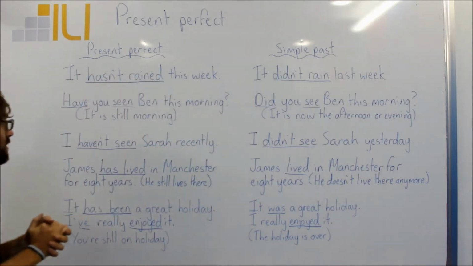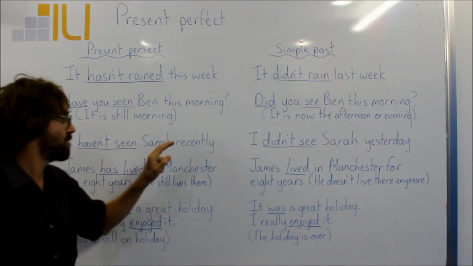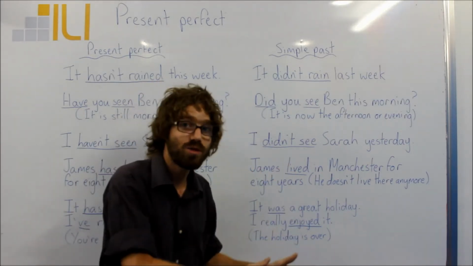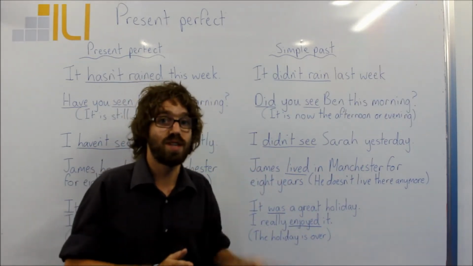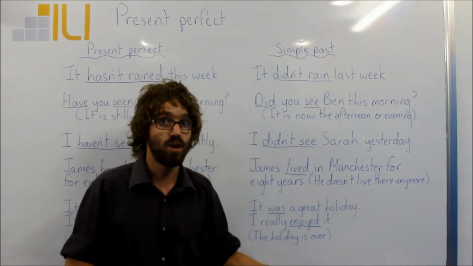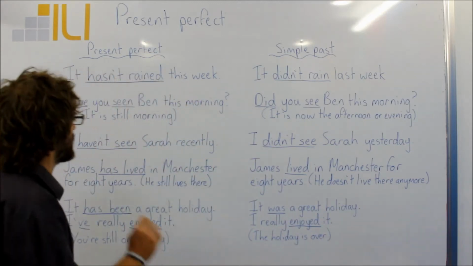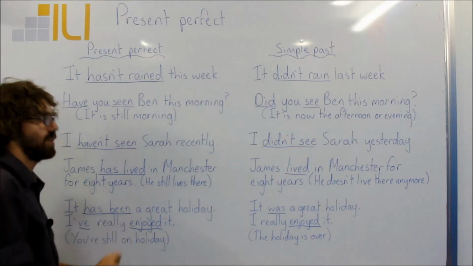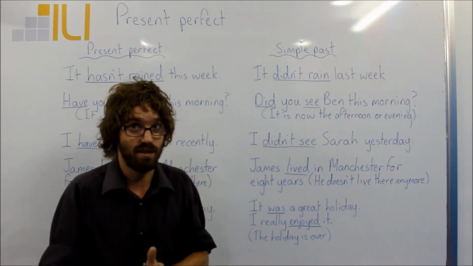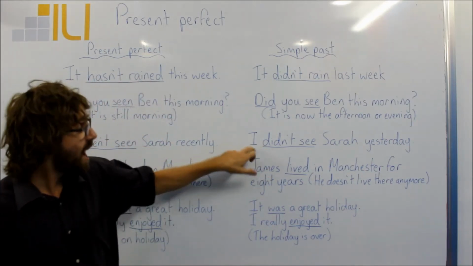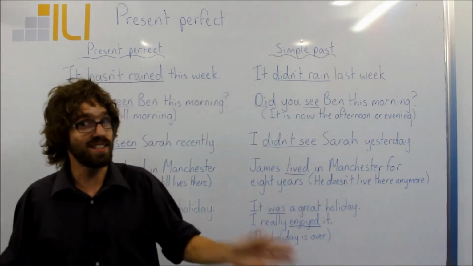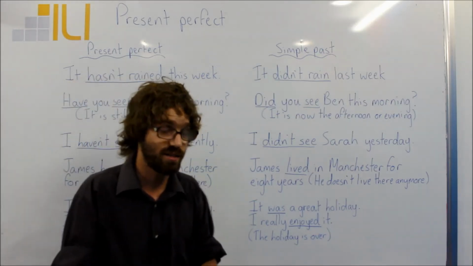Okay, another example. I haven't seen Sarah recently. Recently normally means a time that is close to the present, a time that is close to now. So it could be 1 day, 2 days, 3 days ago, but a time that is close to the present. So this means that in the last few days, I have not seen her. Okay? In this example, I didn't see Sarah yesterday. Yesterday is over, it is now today, so we would use the simple past.